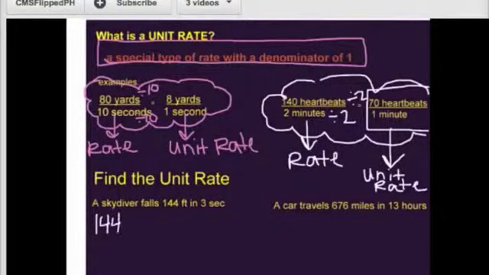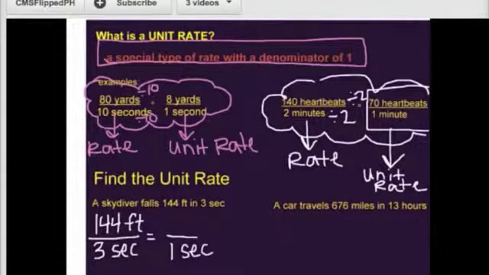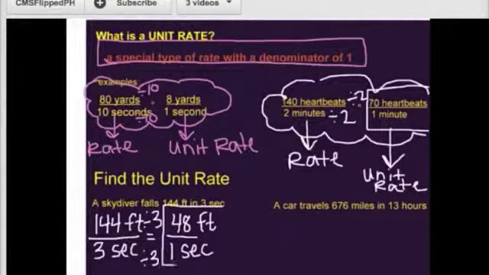So we're first going to write the rate, that's 144 feet in 3 seconds. And now we're going to find the unit rate. So I know I need 1 second in the denominator. Notice that I already write that. And the math of that is just dividing it by 3. 3 divided by 3 is 1. So 144 divided by 3 gives us 48 feet. And we box out, that is our unit rate.